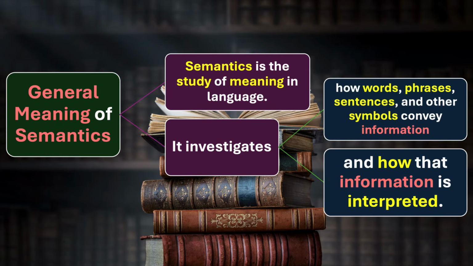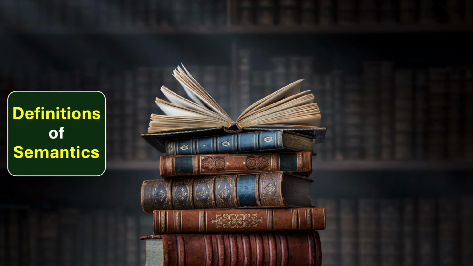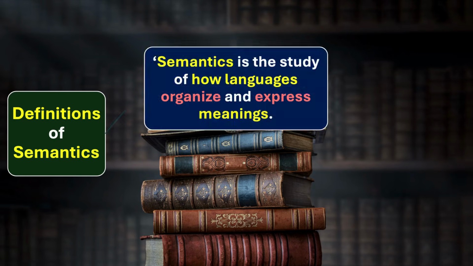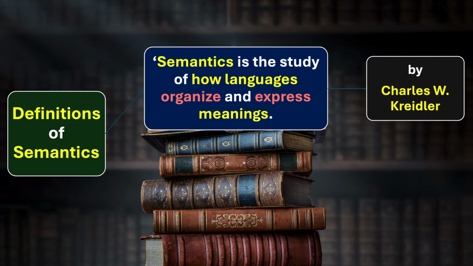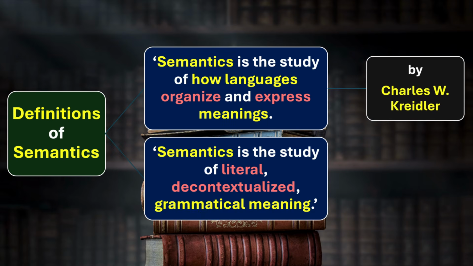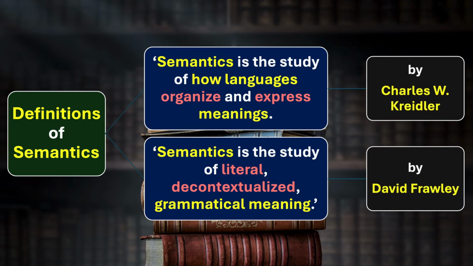Now we move on to the next stage of our discussion. Definitions of semantics. Semantics is the study of how languages organize and express meanings. This definition is given by Charles W. Kreidler. We have another definition. Semantics is the study of literal, decontextualized grammatical meaning. And this definition is given by David Frawley.